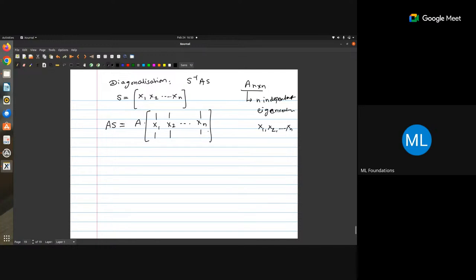So generally, when we say eigenvectors, when we find eigenvectors, what is the equation we follow? A into x equals lambda x, where x is the eigenvector and lambda is the eigenvalue, right? Eigenvalue, yeah. So when I do this matrix multiplication here, can I write this as A x1?